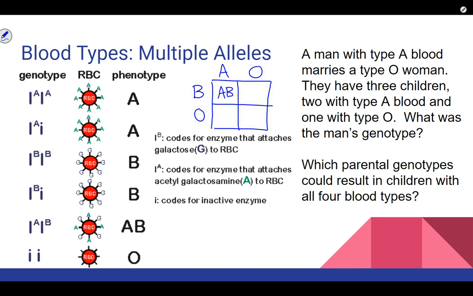But here we can get a kid that's type AB. We can get a type B kid. We can get a type A kid. And we can get a type O kid. All 4. Any questions about blood type inheritance?